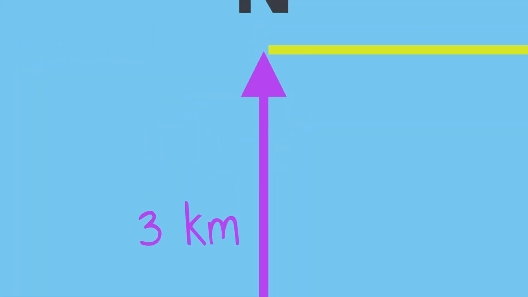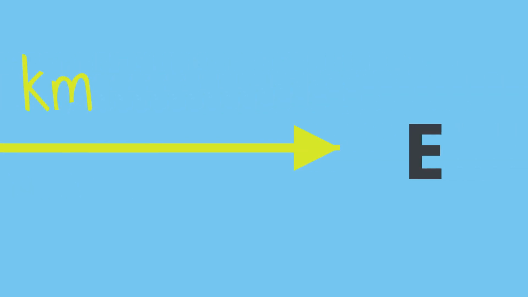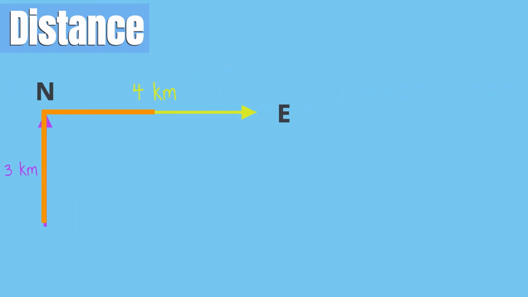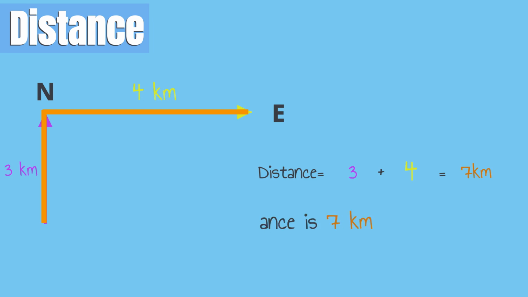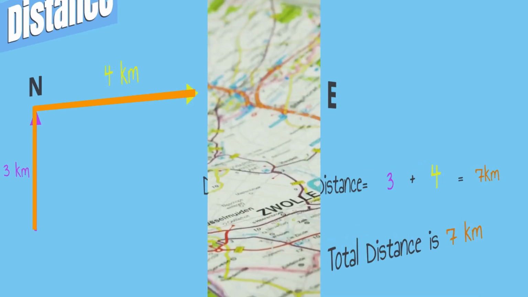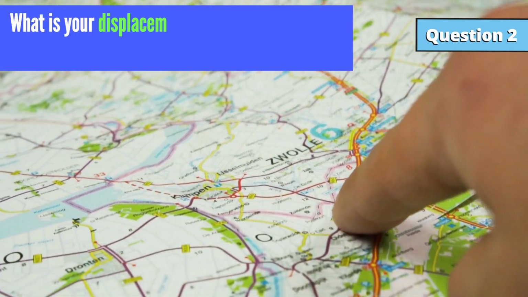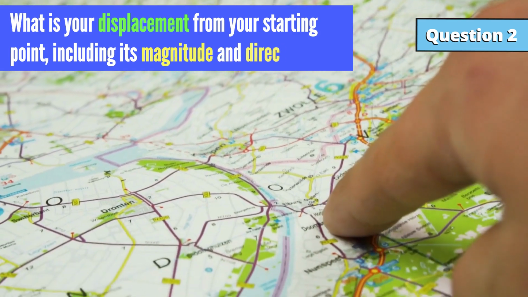You've walked 3 kilometers north and then 4 kilometers east, since distance is simply the sum of the paths. Distance equals 3 kilometers plus 4 kilometers, which equals 7 kilometers. So your total distance is 7 kilometers. Easy enough, right? Question 2. What is your displacement from your starting point, including its magnitude and direction?